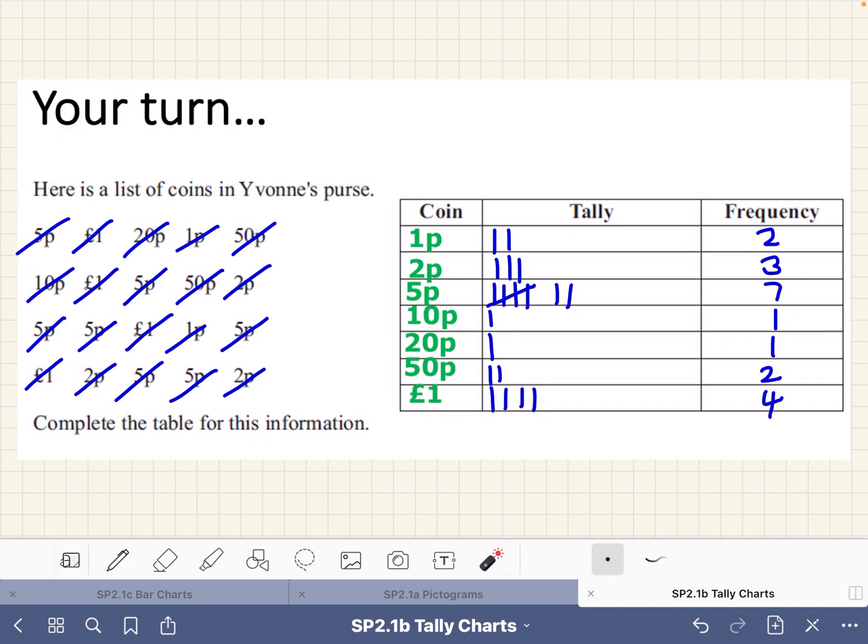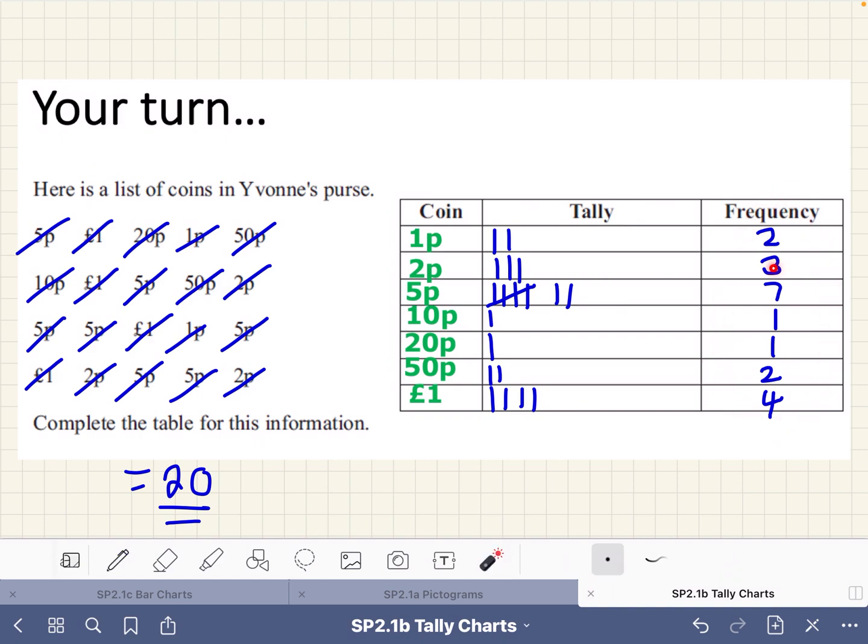We can see that we have 1, 2, 3, 4, 5. 1, 2, 3, 4. So 5 times by 4 means we have 20 coins altogether. Let's check to see if our frequency adds up to 20.